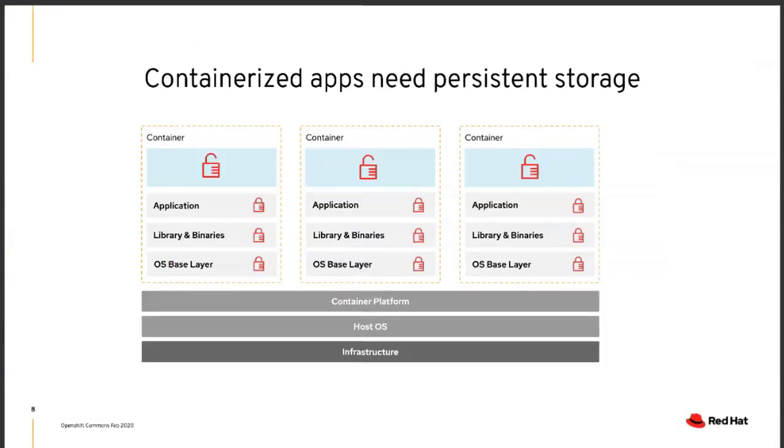In somewhat more detail, we have our infrastructure, host OS, and containerized platform. On top of that is where the containers run, or the pods in our case, and inside the pods we have the container. How is this container composed? It all starts with a base layer. There is an operating system base layer where everything starts from. Then we have the libraries and binaries that the application actually needs to be able to run, its dependencies, if you will. Then there's the application.